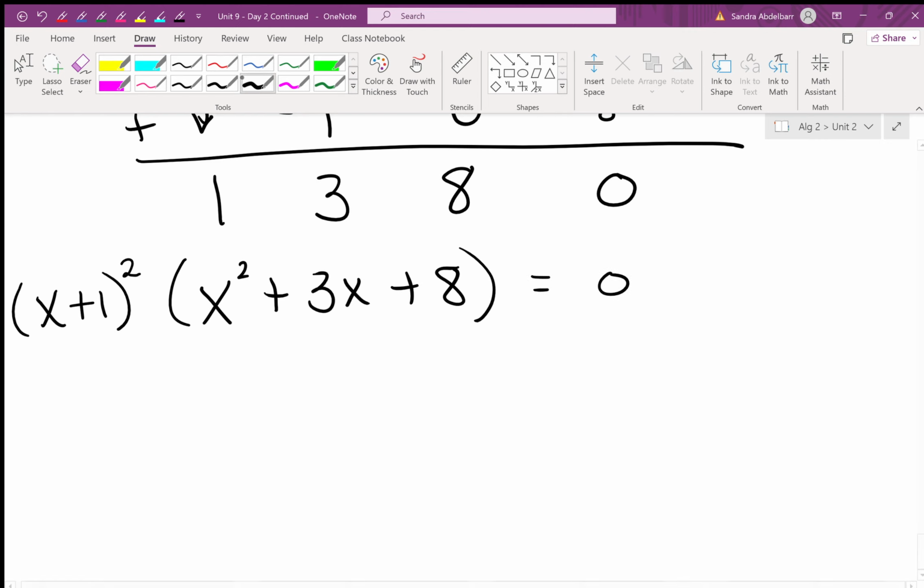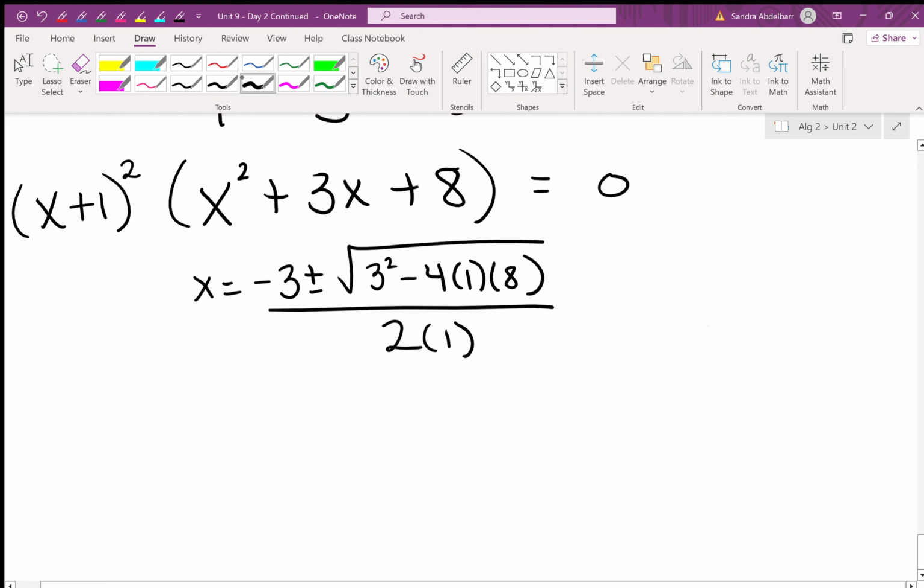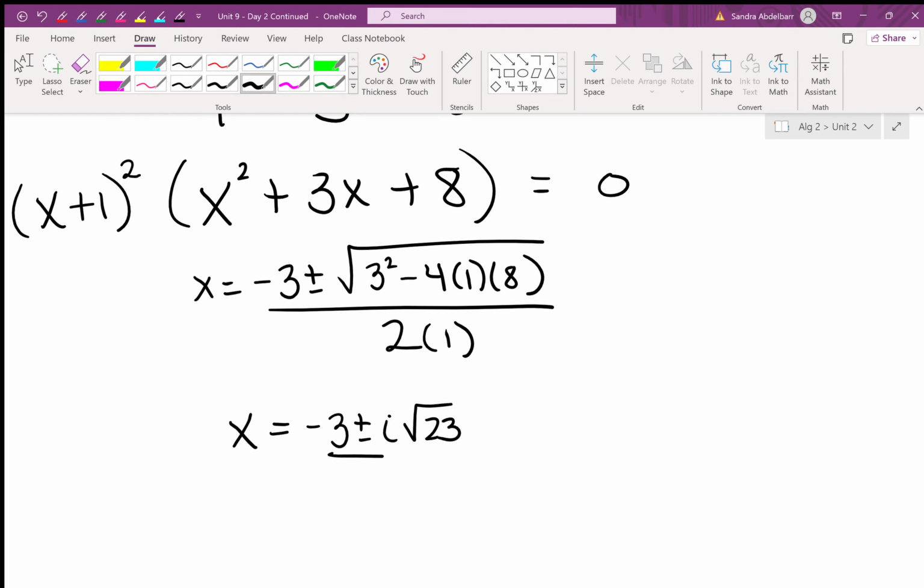Okay, so now I cannot factor this, but can I use the quadratic? Yes. So we're going to have x equals -3 plus or minus the root of 3 squared minus 4 times 1 times 8, all over 2 times 1. Simplify this down. Did anybody already simplify this? Yeah, what is it? -3 plus or minus i root 23 all over 2. Thank you. So we have 2 real roots and 2 imaginary roots. Is that okay? Absolutely.